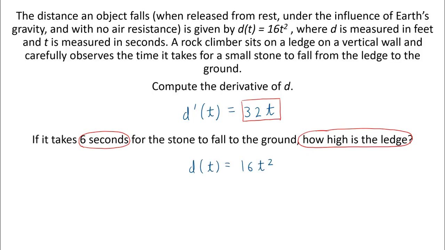We can use the original function to make this determination. We know that time is 6 seconds, so we substitute 6 into the original function. And a simple calculation tells us that the stone fell 576 feet in 6 seconds. That's also the height of the ledge.